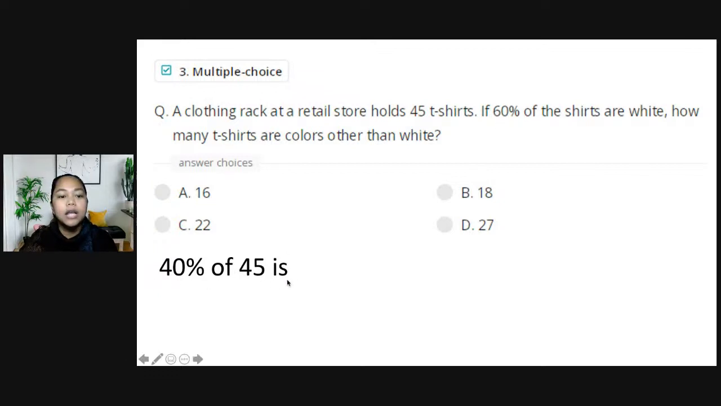Okay, and so ito na lang yung hahanapin mo. Alam mo yung hinahanap mo ay 40% of 45. Kasi sabi dito, yung 60%, hindi mo na siya pakikialaman dahil yung 60% ng lahat ng t-shirt ay white. Yung hinahanap natin would be the other colors, okay? Yung other shirt, no? Different colors. And so we are actually looking for 40% of 45, okay? So 40% of 45 is blank.